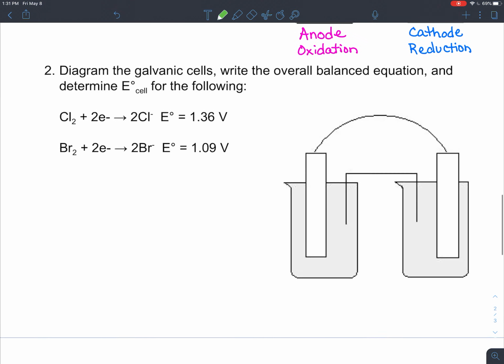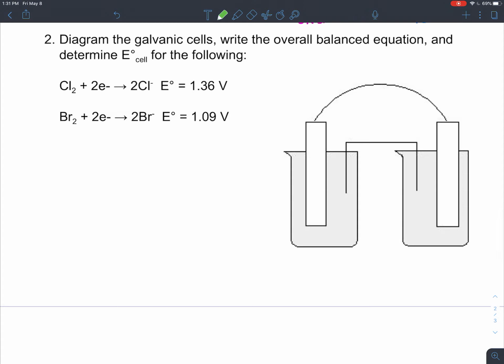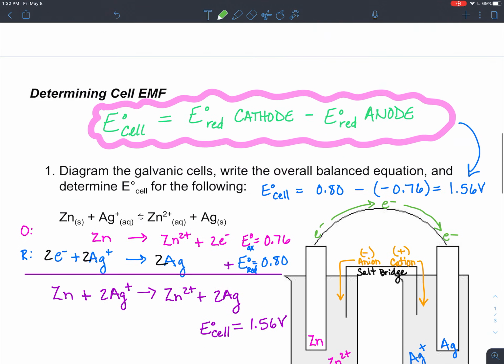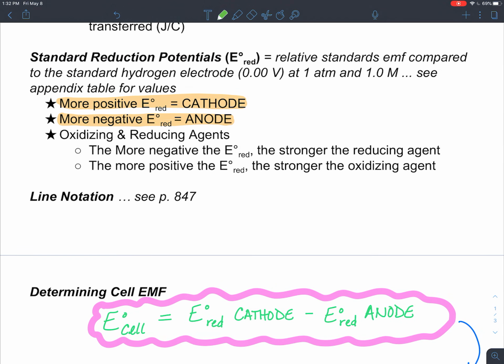All right, let's take a look at another one of these. Now this is nice because they've given us all of our values. So it says diagram the galvanic cell, write the overall balanced equation, and determine the overall cell potential considering the following information. Now, with this, we have to know, both of these are the reductions. Which one of them are we going to have to flip to show the oxidation? So let's go back up in our notes here. And you see this more positive reduction potential is going to be our cathode.